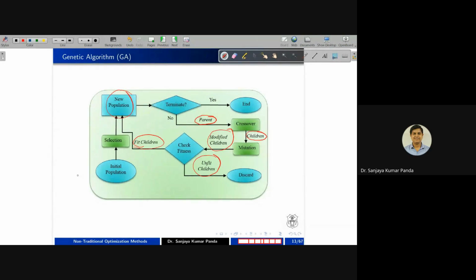Suppose I have taken 100 population. I have applied a process of selection and I am selecting, let's say, 10 best population. That 10 population is placed in the new population.